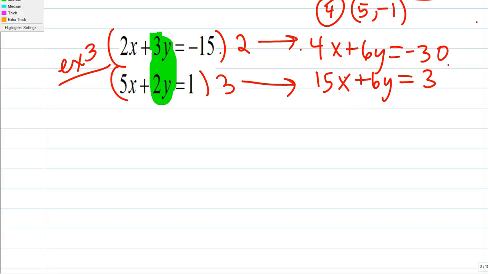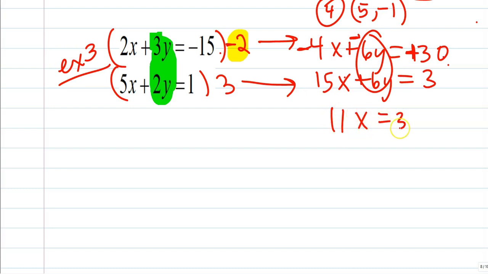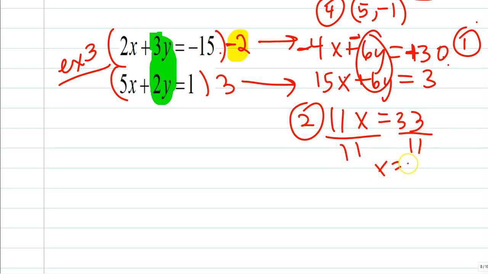So what if we made that 2 a negative 2? Well, then this would have been a negative 4x, a negative 6y, and a positive 30. What does that do? Well, now our y's are opposite, so they cancel. And this leaves us with 11x equals 33. This was all step one up here. This combine and solve is step two. Dividing by 11, x equals 3.